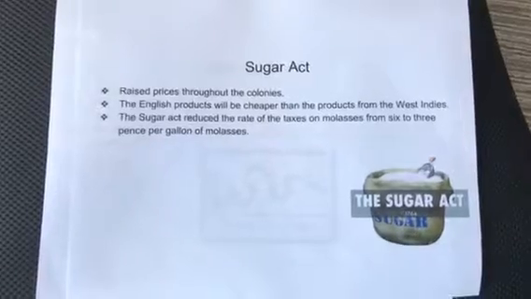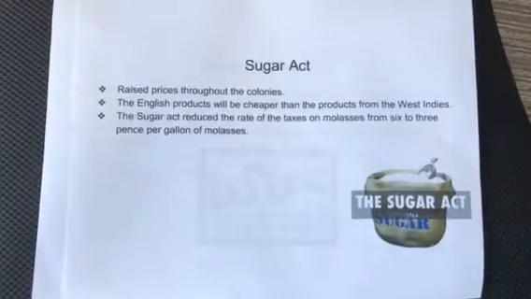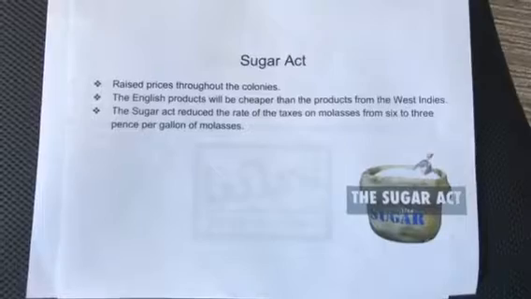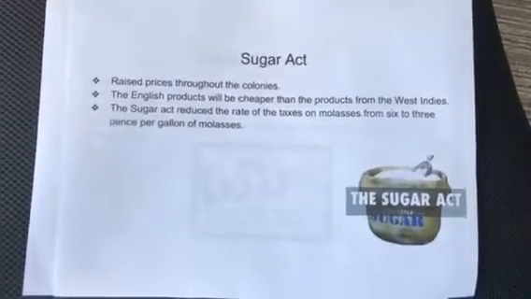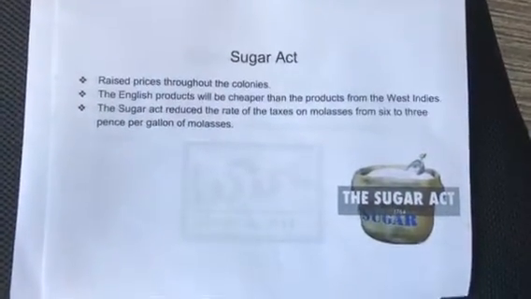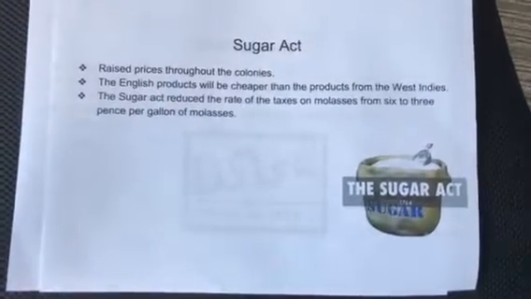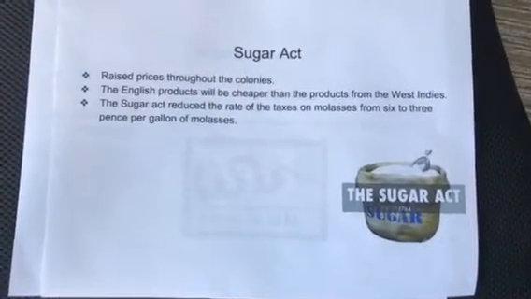Sugar Act. The Sugar Act raised prices throughout the colonies. The English products will be cheaper than the products from the West Indies. The Sugar Act reduced the rate of the taxes on molasses from 6 to 3 pence per gallon of molasses.